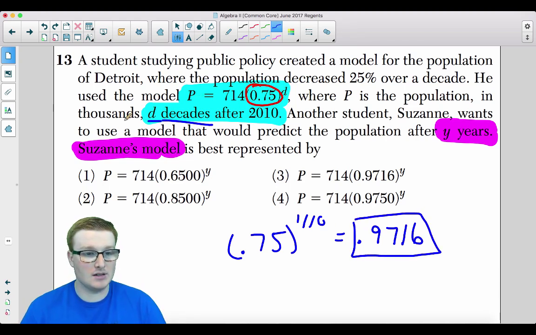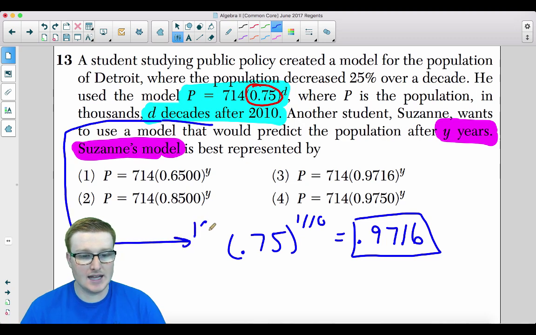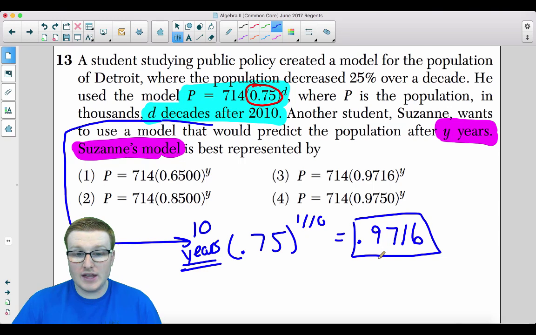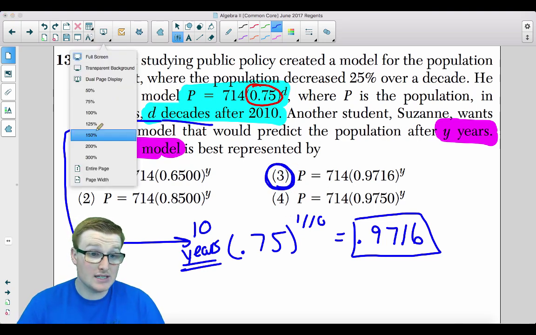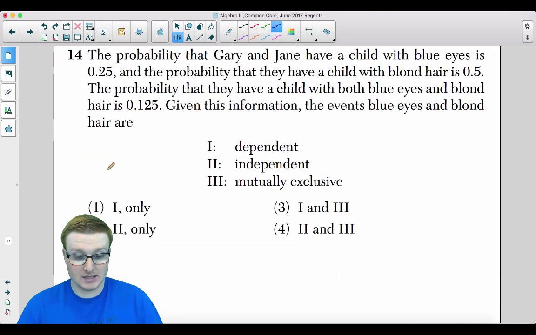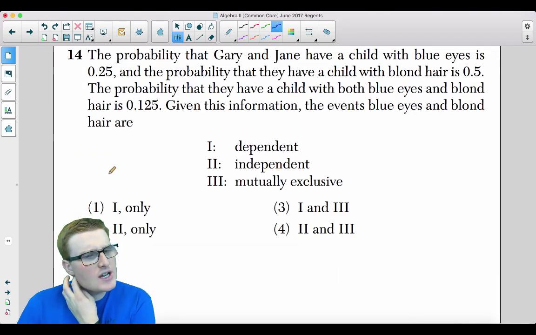It's very important that you know what a decade is. Let me just write that down here. A decade is 10 years. And that's it. So we're looking for the answer that shows 0.9716. Your answer is choice 3. That is the only difference between these two. We just raise to the 1/10 power, we get choice 3. Pretty simple stuff, peoples. Moving on to number 14. Fairly simple question, not too bad.